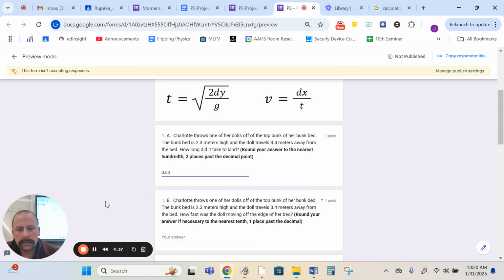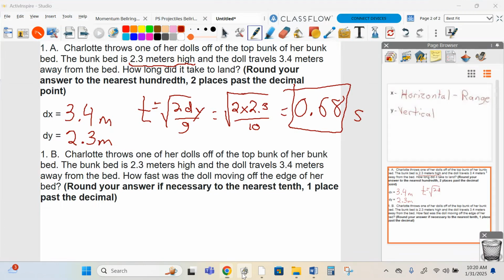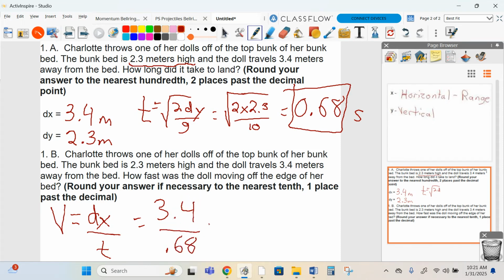The next one, Charlotte throws one of her dolls off the bunk bed. How fast does it need to be moving? The time that it is falling is also the same time that it is moving forward. But while it's moving forward, to solve the velocity, velocity is dx divided by t. Well, dx is 3.4, not 2.3. So I'm taking 3.4 meters. I'm dividing by 0.68.